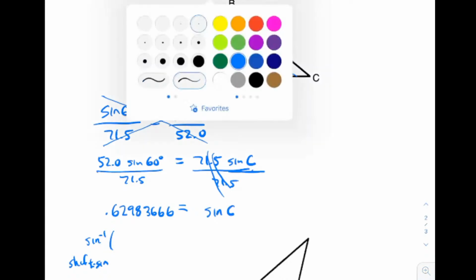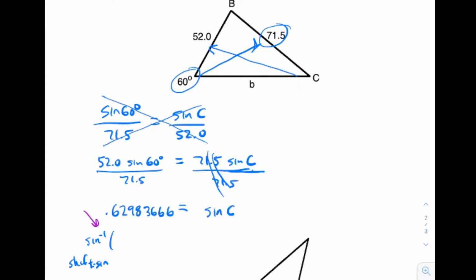By the way, let me throw this in. I know I've thrown this in somewhere before, but this is not an exponent. Do not treat this like an exponent. It is not an exponent. It's a notation. It stands for inverse. So anyway, we're taking the shift sine of this number to get our angle C.